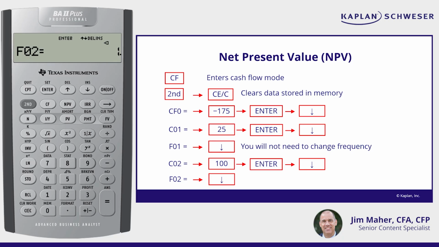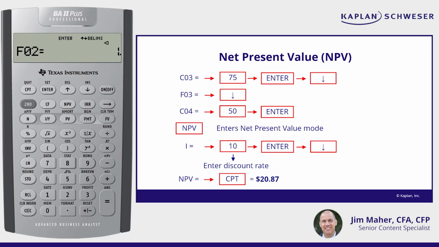Let me go over here to my slides and move them along. So now we're going to go back to our emulator. And our cash flow in period 3 was 75. Enter that. Scroll down. Our frequency once again is 1. Cash flow at time 4 was 50. Let's go ahead and enter that here.